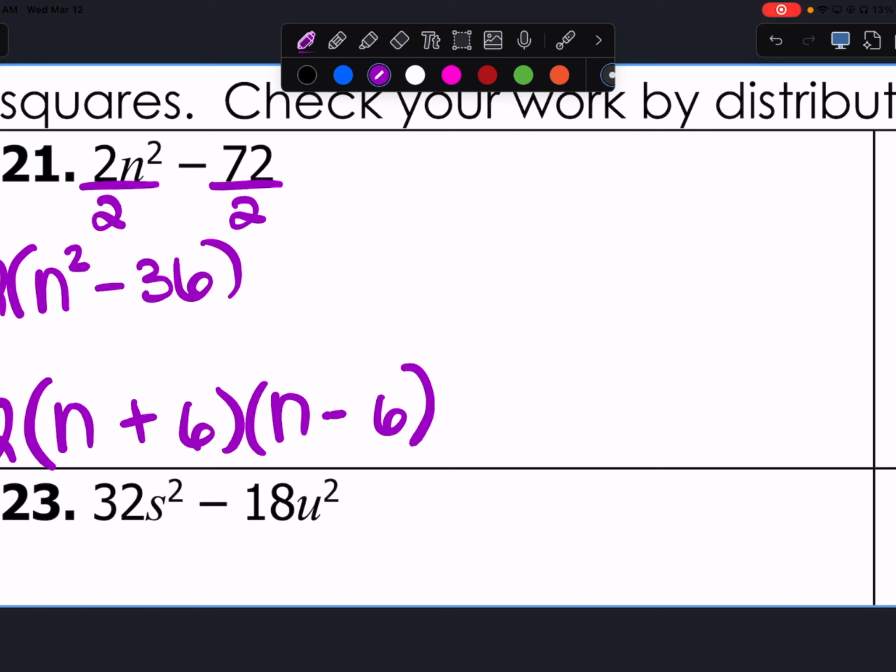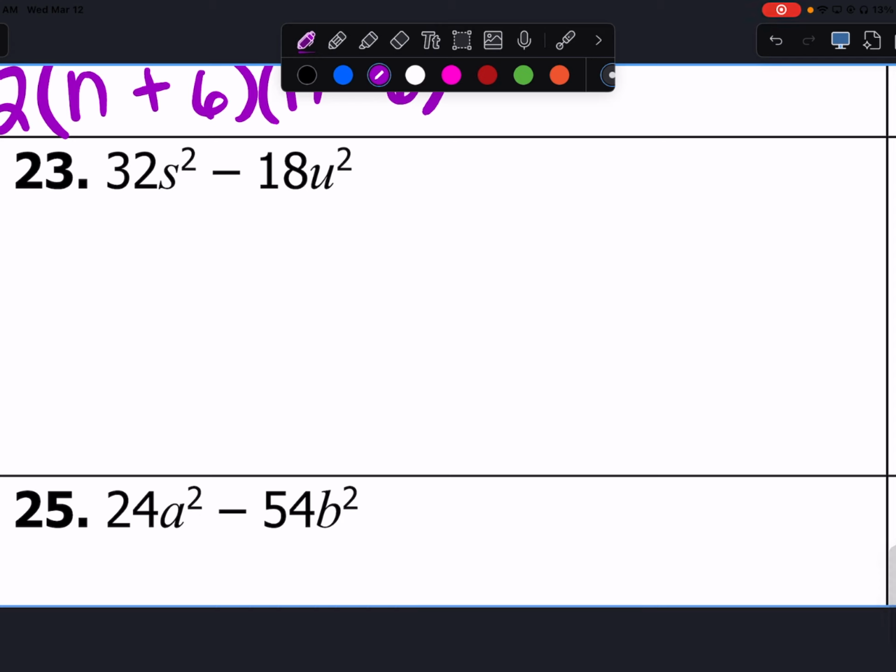So that's if it's not a perfect square, but it has a greatest common factor. We check it for a GCF first and then go from there. Anytime we have a binomial, that's a good strategy. Check for a GCF first and then check for a difference of squares. When you have a binomial, so 2 terms, that's the 2 things you need to check: GCF, difference of squares. Because if it's not one of those 2 things, you can't factor that binomial. That's all you got for binomials. All right, for number 23, what's the GCF there?